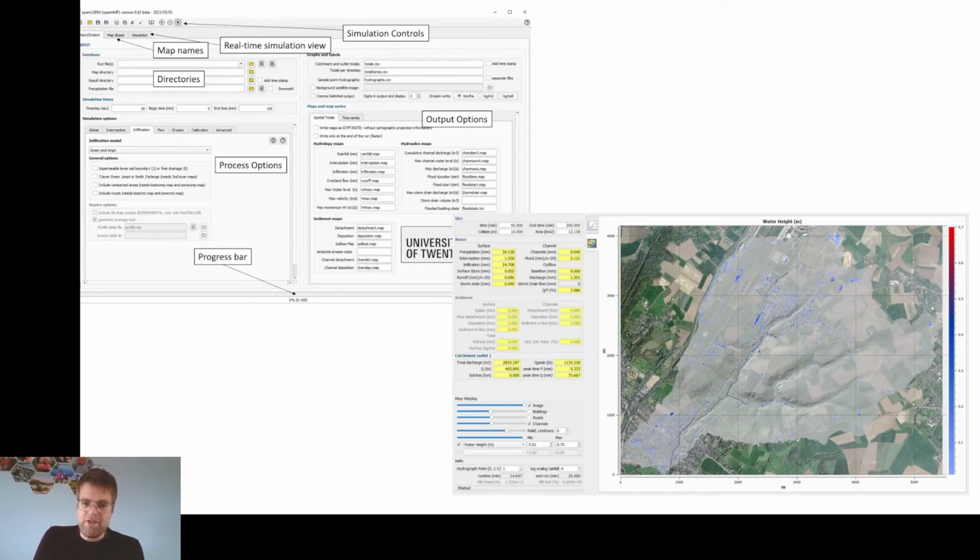And here you find an example of a running model. So on the top left, we have the interface with all the options open. This is where you provide the different input maps, select the processes you want to model. And on the bottom right, you see the running model with a satellite image as a background showing the water height during a simulation.